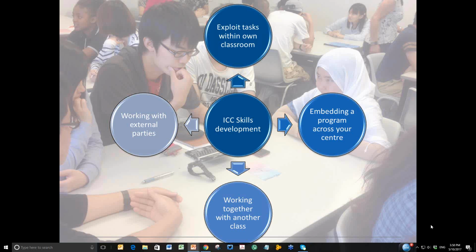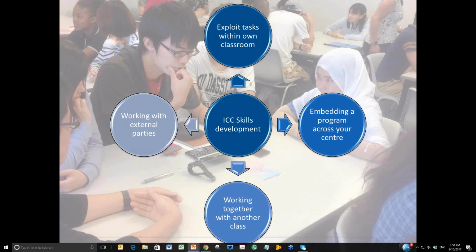Exploiting tasks within your own classroom, and we'll be looking at some examples of how to do that a little bit later. You may want to work together with another class or another teacher, bringing together your classes to complete some activities. Another idea is embedding a program across your centre, and this is what we've done here at the University of Adelaide, and we'll be talking about this in more detail a little bit later on as well. Or there is also the option of working with external parties. So, for example, a TAFE group, a school group, other faculties within the university. If you have a relationship with other industry, bringing in external people or groups.